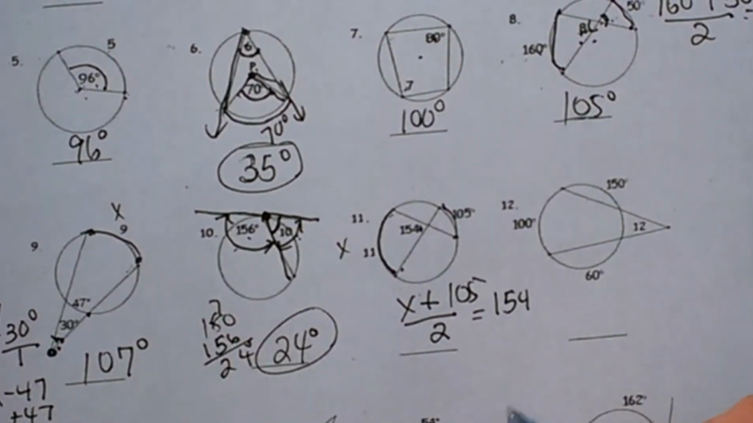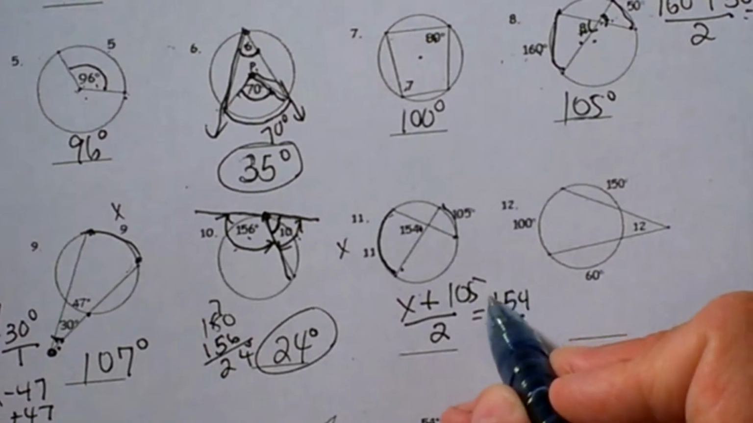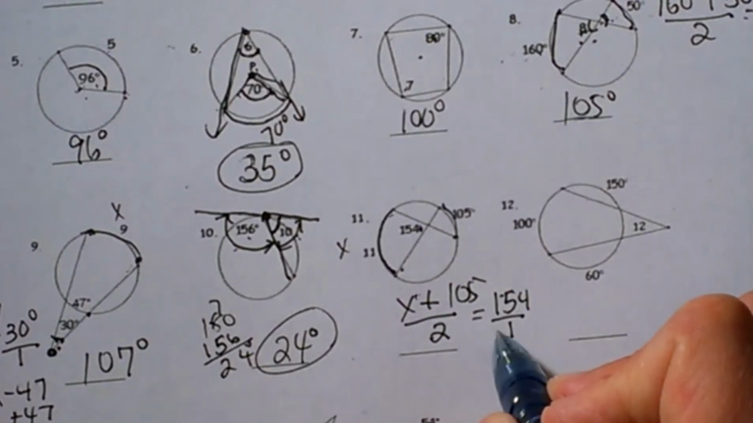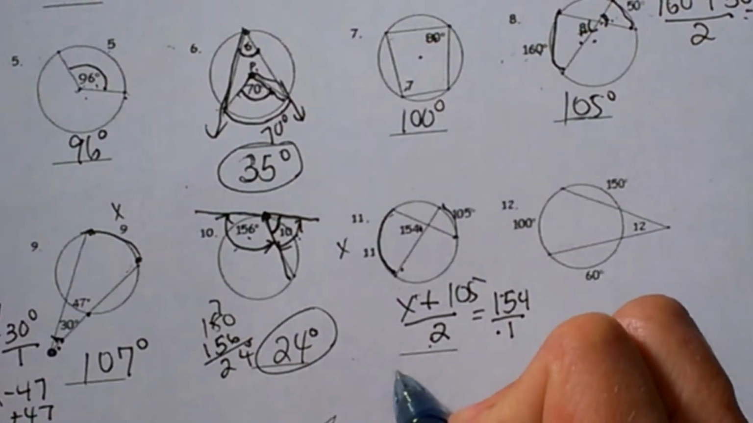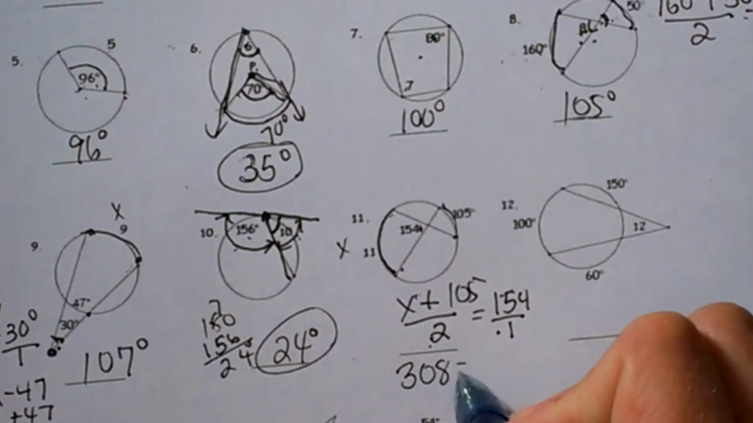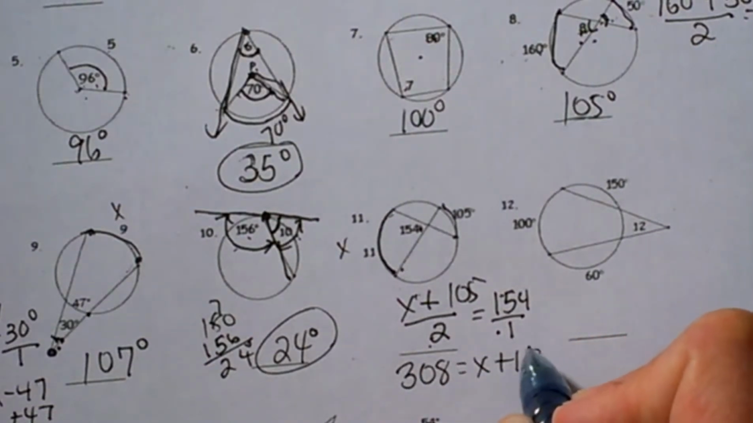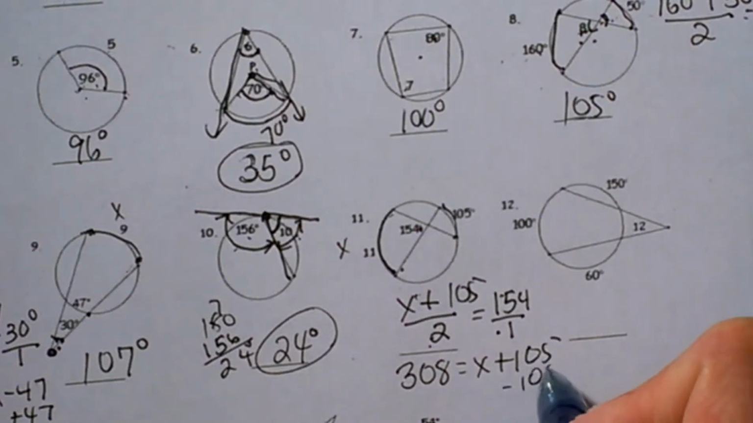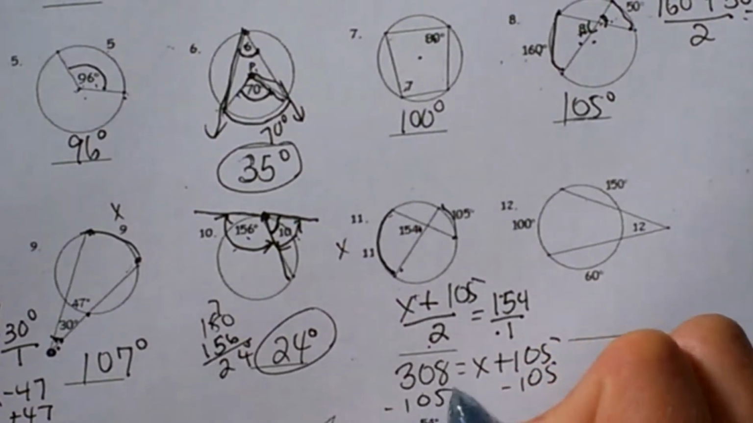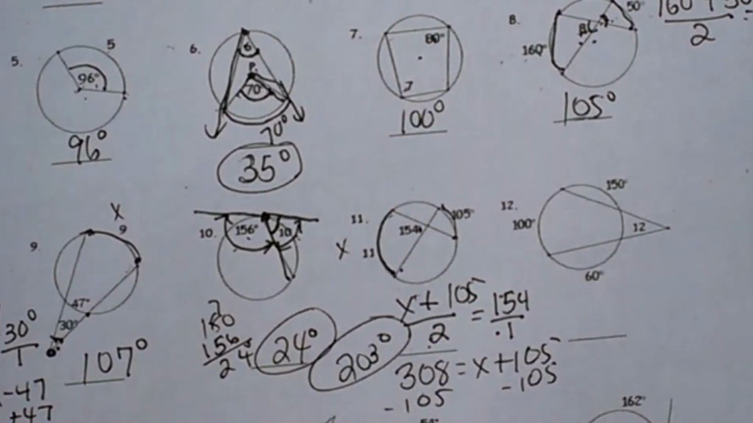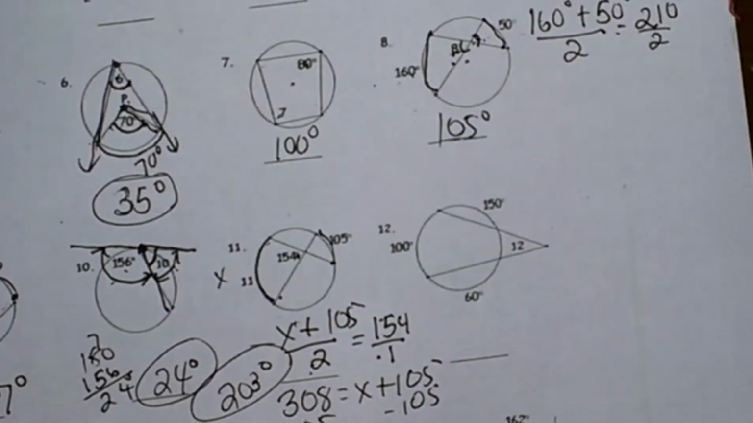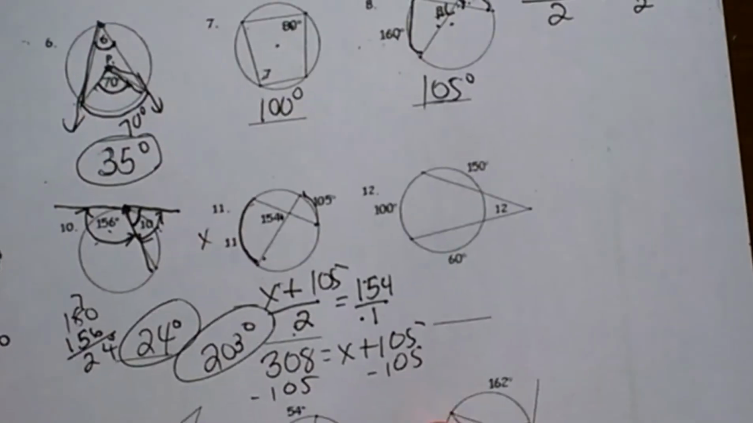Again, I've got to set up a cross product. Multiply these and multiply these. So 2 times 154 is what? 308 is equal to x plus 105. Subtract 105. That's going to give me 203. 203 is the arc measure. So that's how you figure that one out. Those were kind of big numbers, but it's possible. Okay, so let's look at the next one.